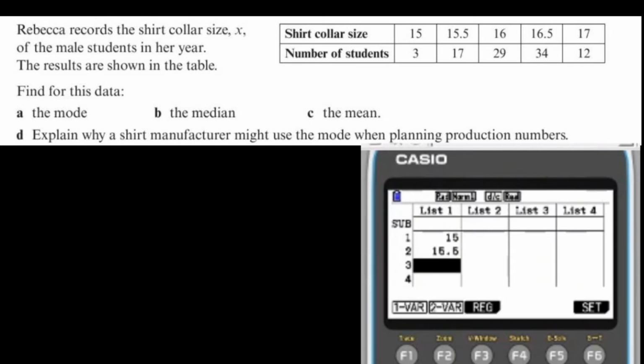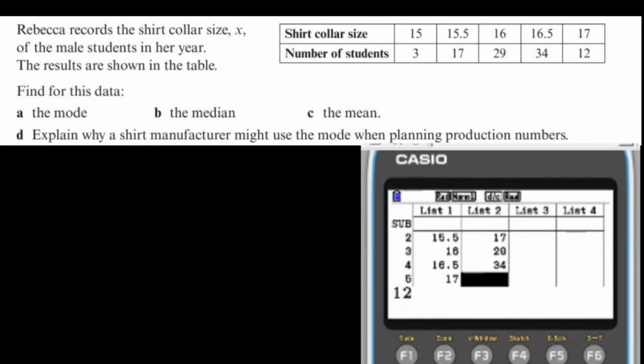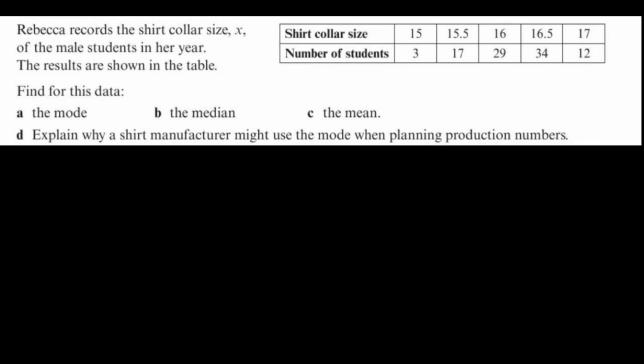So we're going to go ahead and transfer all of those X values for the shirt collar sizes into list 1. So 15, 15.5, 16 and 16.5. And right next to that, we're going to put the corresponding frequencies. Now, once again, we're going to go to the summary statistics page, which we get to by pressing the calc button to get to the calculation menu, and it's 1 variable summary statistics that we're looking for. So calc, 1 variable, and we'll have our summary statistics.